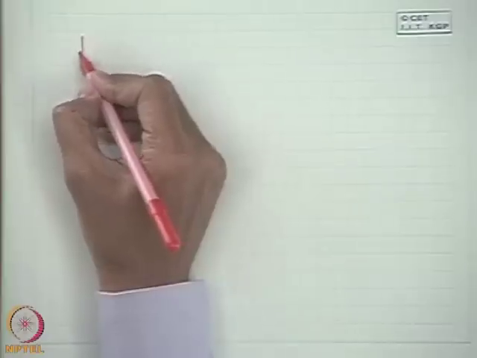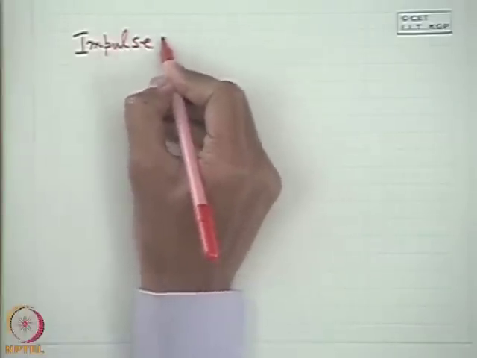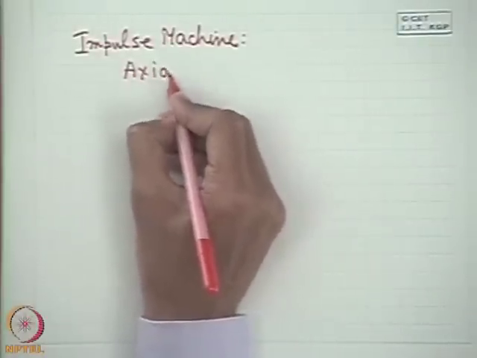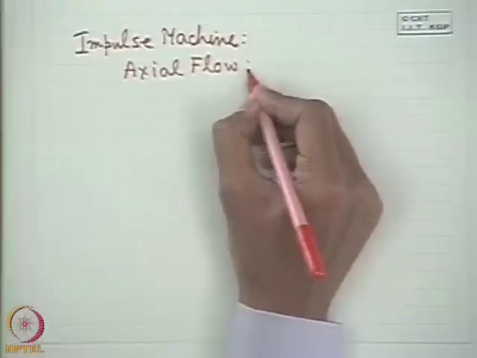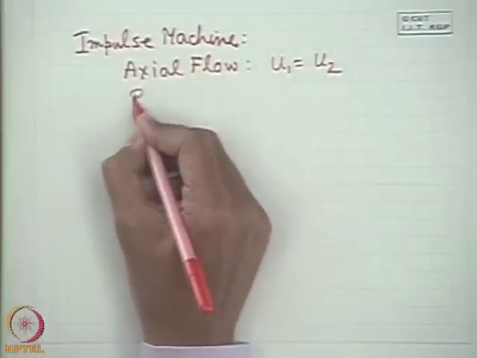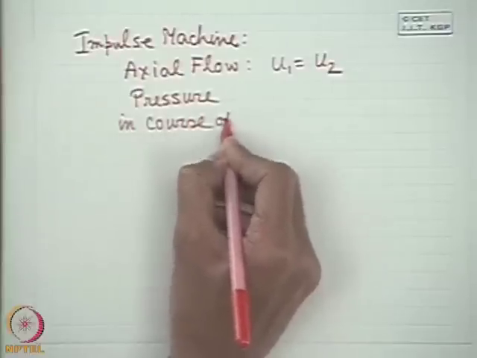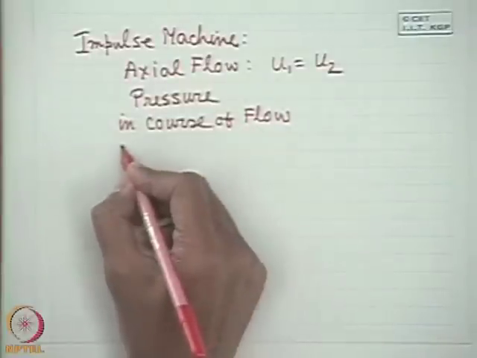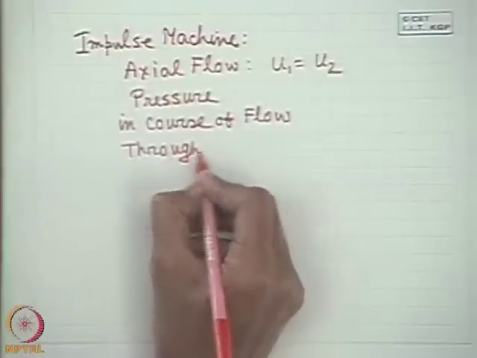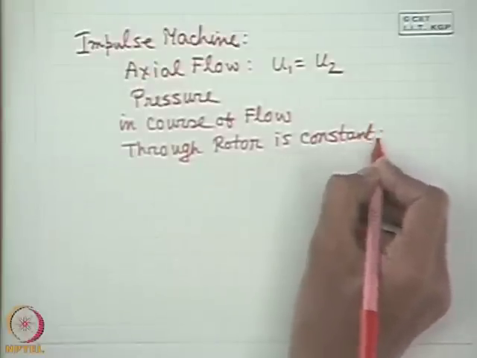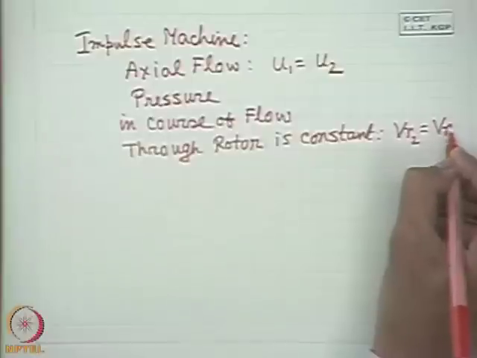So we can write, therefore, for an impulse machine, the pressure will be constant. For an impulse machine, the outcome is axial flow. That means U1 is equal to U2, and the pressure in the course of flow through the rotor is constant, which means VR2 is equal to VR1. So therefore, R is 0 in this case, since the dynamic change in the static head is 0.